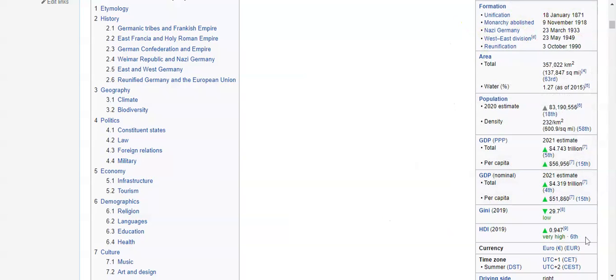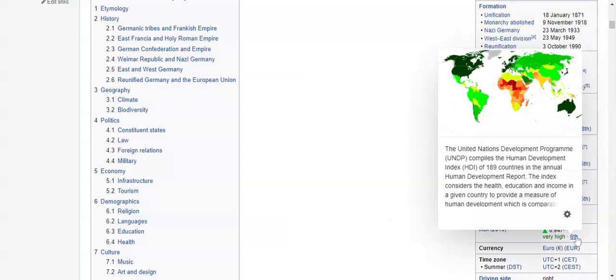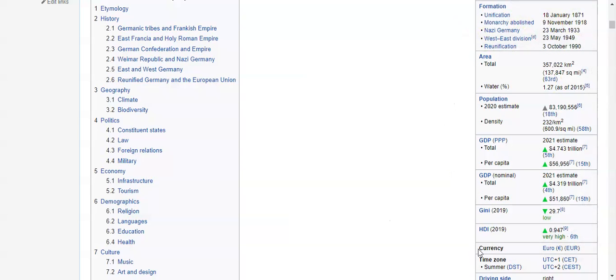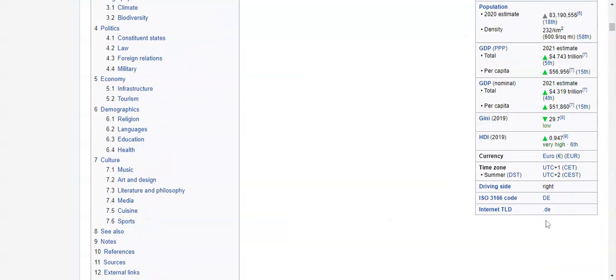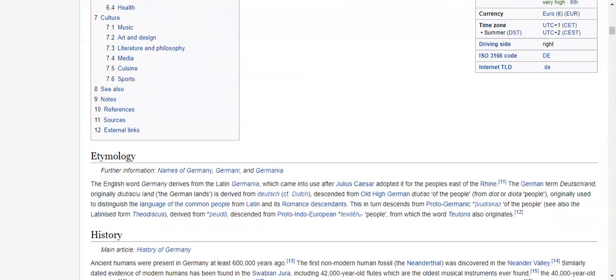HDI is 0.947, ninth highest in the world. Anything surprising? I don't think so. I am from Western Europe, North America, so numbers above 900 are not surprising to me. Gini is 29.7%, very low, but unfortunately it might be increasing due to the fact that rich Germans are getting richer, and poor Germans or middle class Germans are getting poorer, unfortunately.